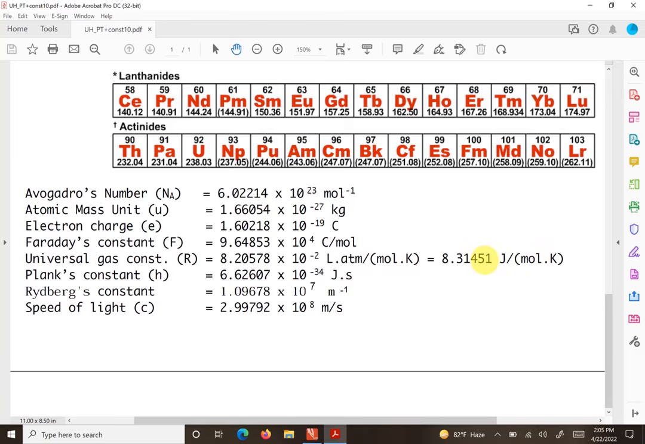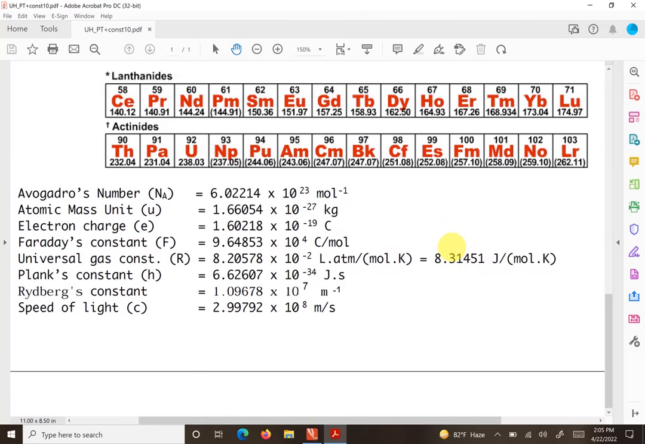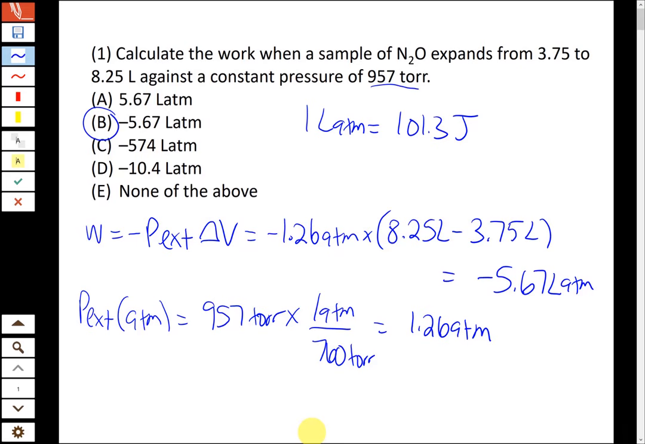So if you forget that conversion and you need it, just divide the two values of R that are right here on your periodic table. That's joules, that's liter atmospheres. That will give you the conversion factor between them. All right, but it is 101.3, which you'll want to remember.